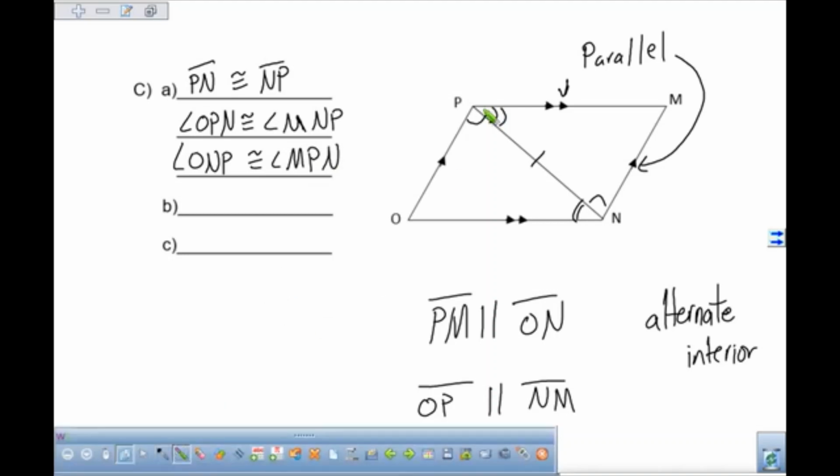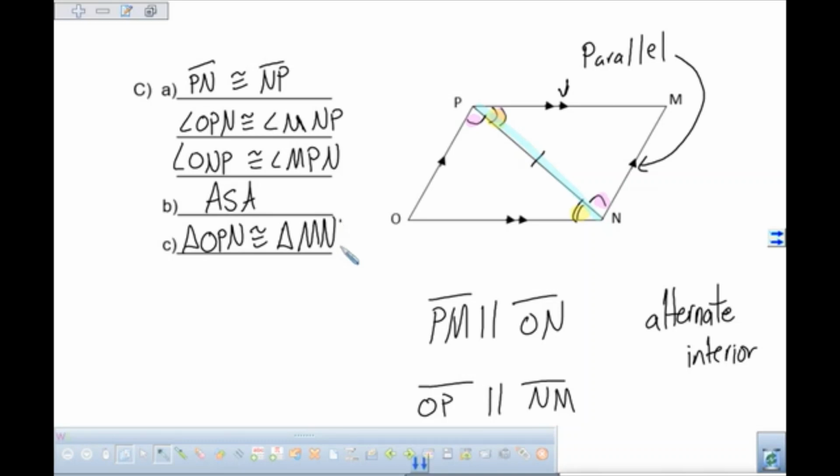So again, we have two sets of angles marked as congruent, and we have the side that is being made by those two angles, which gives us angle, side, angle, and triangle OPN is congruent to triangle MNP. Make sure you have this one marked down. You will want to refer back to this one, and remember that those arrows mean parallel and not congruent.